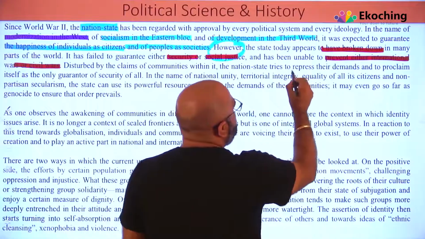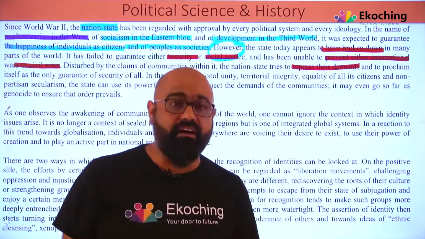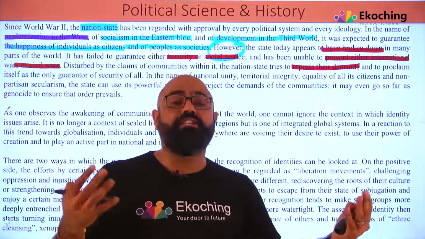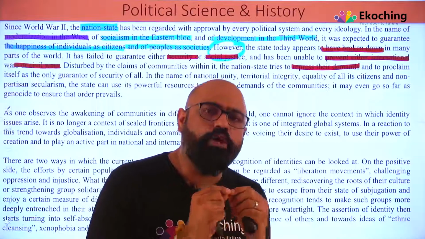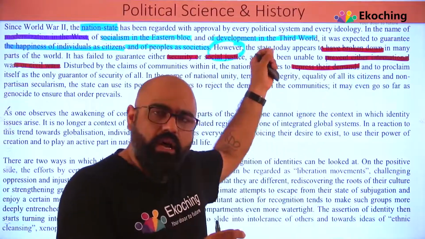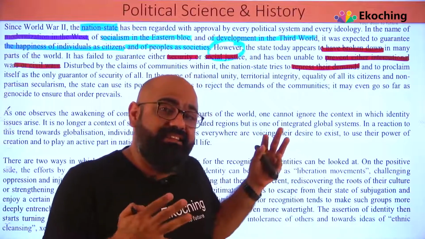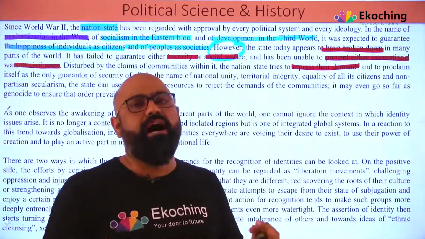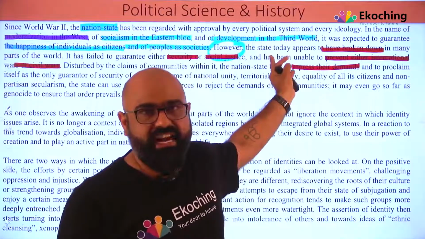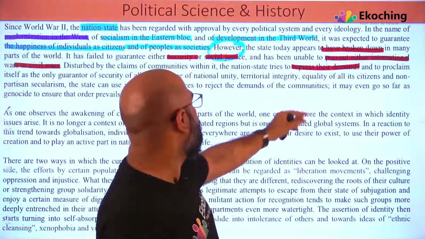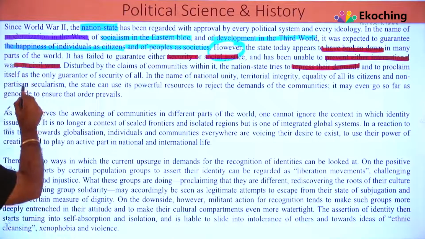The nation state tries to repress their demand. So whatever demand these communities are asking for, whether it is a nuance or something else, we don't know. But whatever their demands are, ideally it has to be positive towards the people. The passage, how it is constructed, it is giving me that idea that the communities demanding are not that bad. They are demanding something for the good, which the nation state promised, and they are not able to do that. So they are trying to repress their demand and to proclaim partisan secularism.